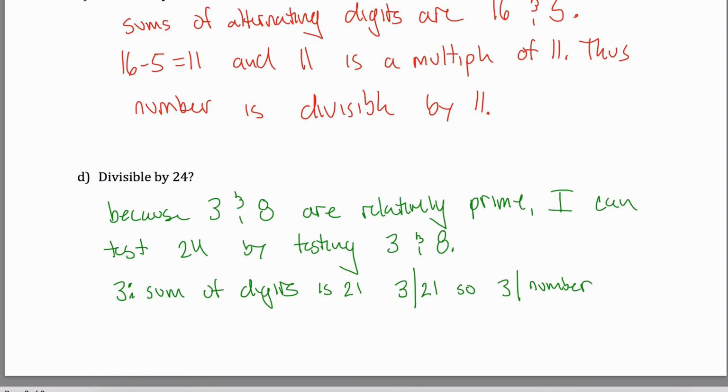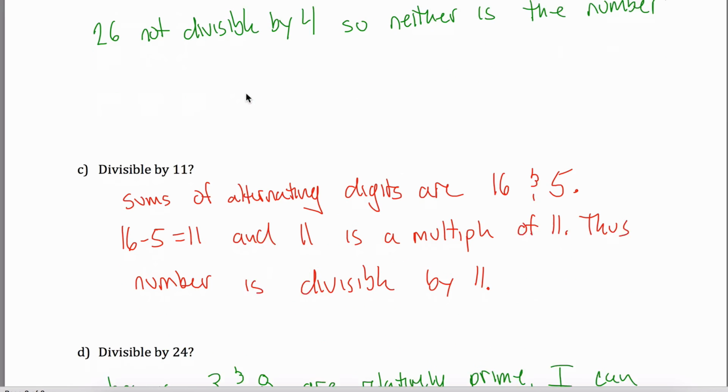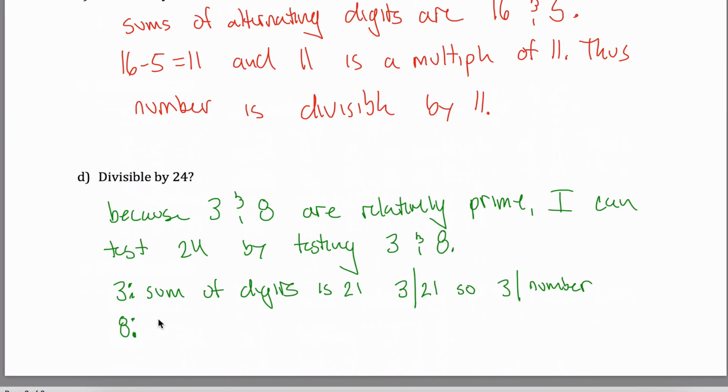What about 8? For 8, look at the last 3 digits in that number. So in this case, 826. 826 is not divisible by 8. The reason I know that is 800 is, so really I just have to check is 26. 8 times 3 is 24. I want 26. So 8 doesn't go evenly into 826. 826 is not divisible by 8, so neither is the number.